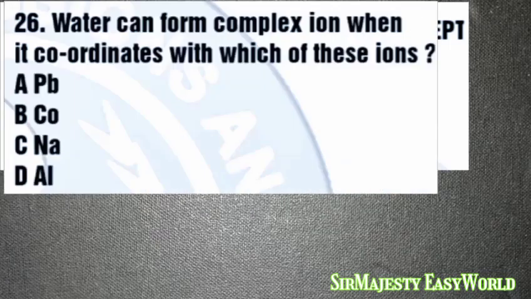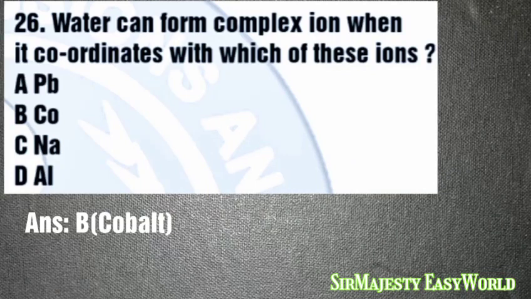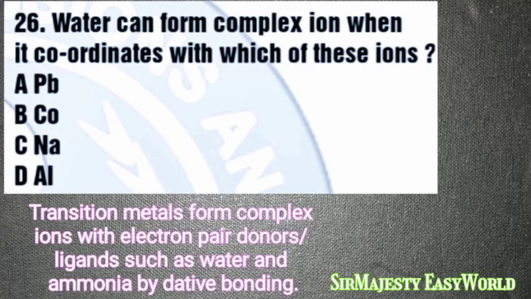Then 26, water can form complex ion when it coordinates with which of these ions? The answer is B, cobalt. That's the only transition metal there. Remember, transition metals have the quality of forming complex ions when they react with molecules that have at least one lone pair, such as water or ammonia.